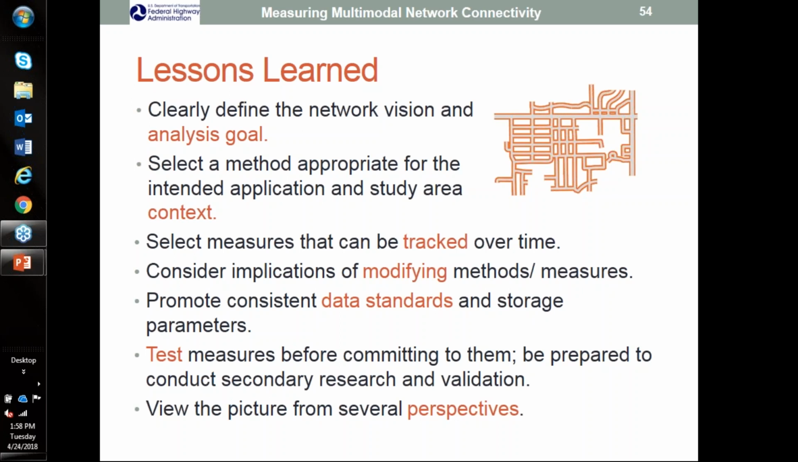LTS requires fewer data inputs in terms of motor vehicle volumes and parking.